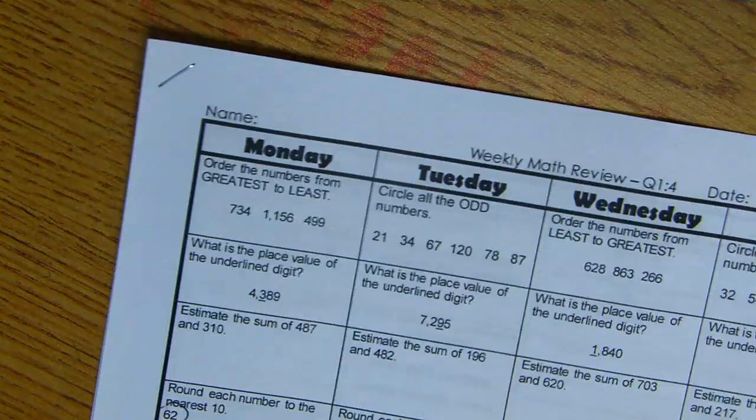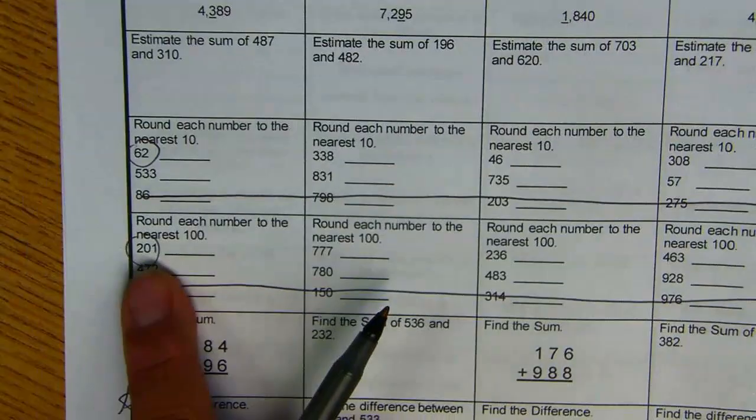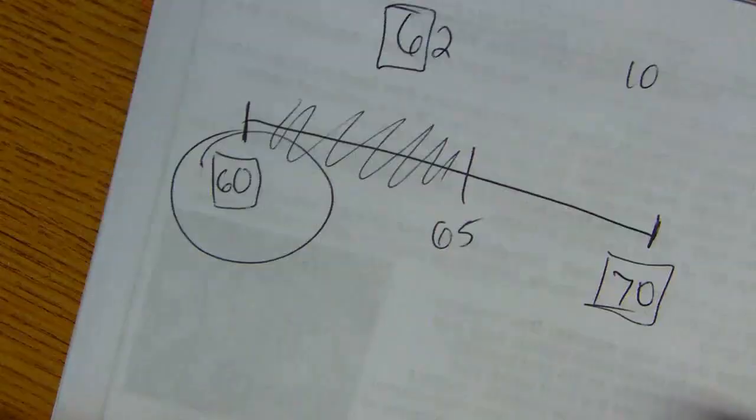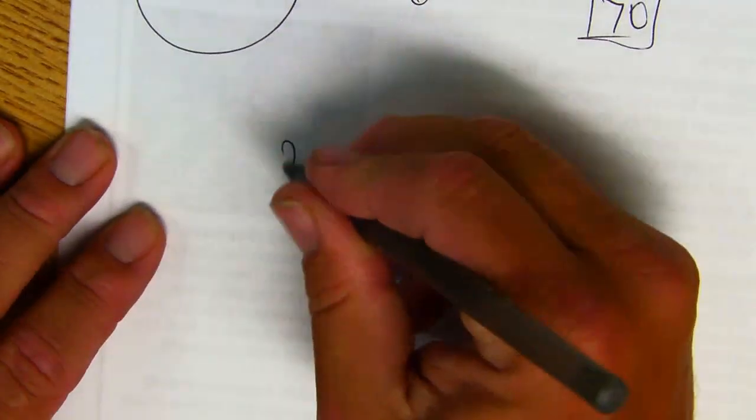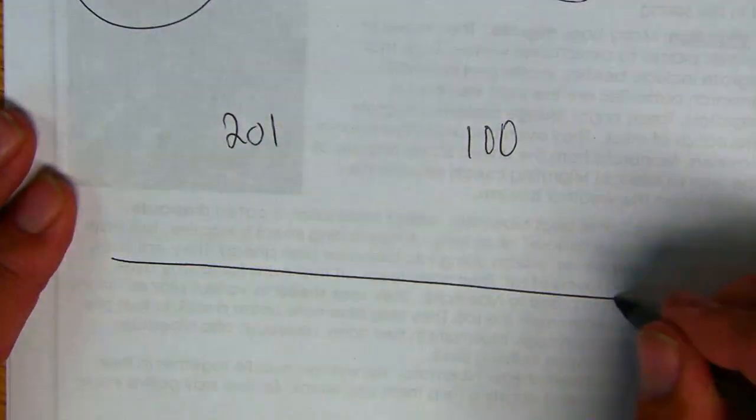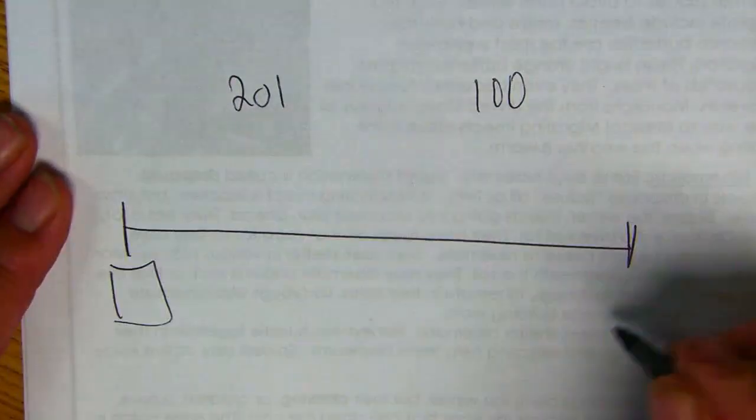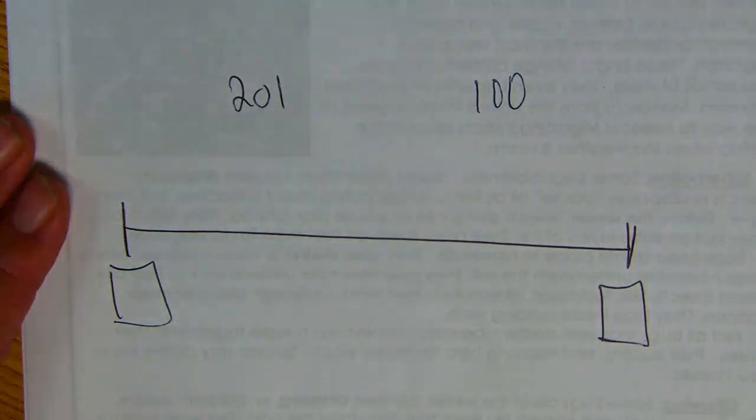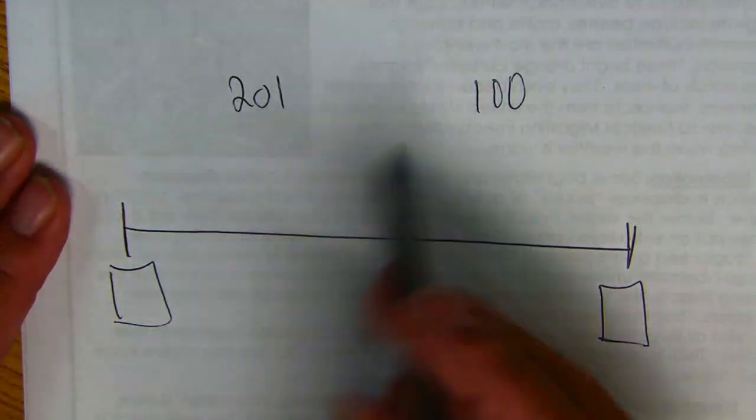Okay, next one, 201 by 100. 201, and we're doing it by 100 this time. Same thing, make a bookshelf. We need to figure out our two bookends. What place value are we rounding to? Hundreds.